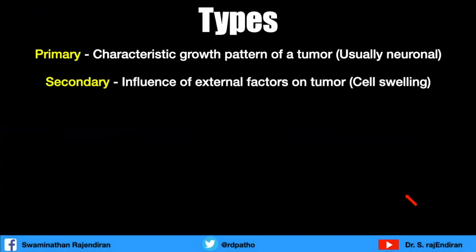What are the types of rosettes? Primary rosettes and secondary rosettes. This is one way of classifying the rosettes. In primary rosettes, they are the characteristic growth pattern of a particular tumor. Usually rosettes are formed by neuronal tumors. And secondary rosettes, you can see it in any tumor. It is the influence of external factors on tumors. For example, cell swelling, where the nuclei are pushed to the periphery and the cytoplasm is spreading centripetally, so that it will give you a pseudo-rosette appearance.